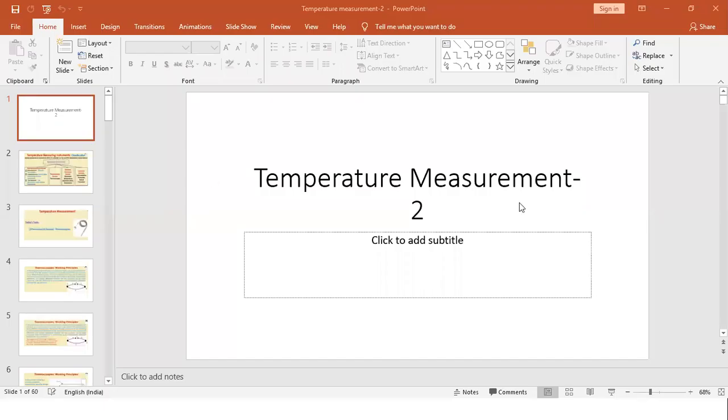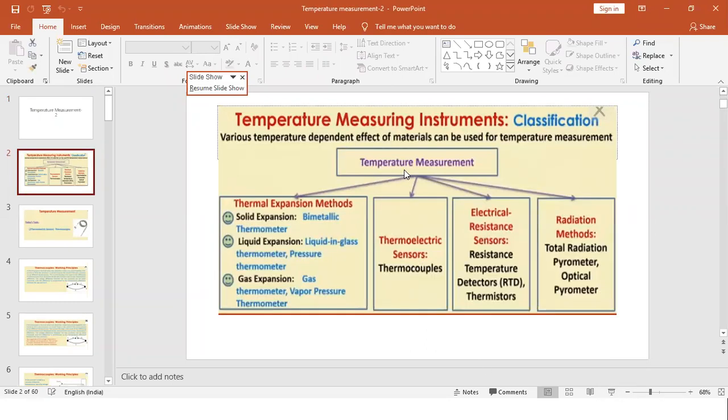Next, we have to study temperature measurement by electrical means. We have already told temperature measuring instruments are of 4 types. First one is the non-electrical method. In the non-electrical method, temperature is measured by solid, liquid or gas expansion. By using the gas expansion method or liquid expansion method, we studied the thermometers, and the solid expansion method is the bimetallic thermometer. So we have studied this non-electrical method.